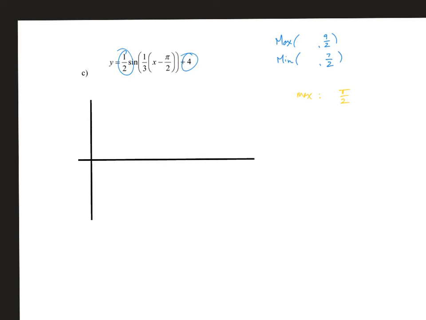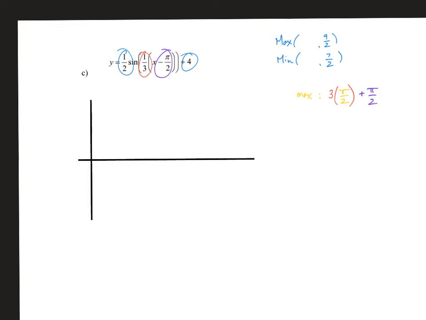So now what I need to do is some transformations. The first thing I'm going to focus on is that 1/3. I know that a 1/3 sitting there means that I have a horizontal stretch by a factor of 3. I know I have to take the reciprocal. So that means that I need to multiply that pi by 2 value by 3. Then I have a shift to the right of pi by 2. So I need to add to that a pi by 2.